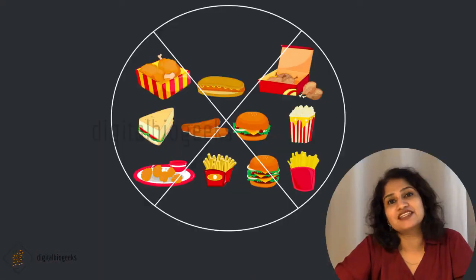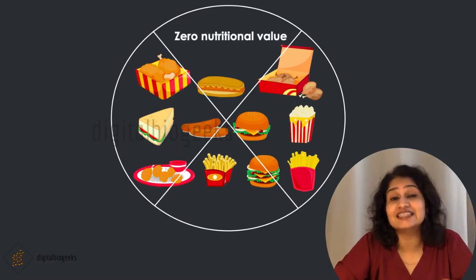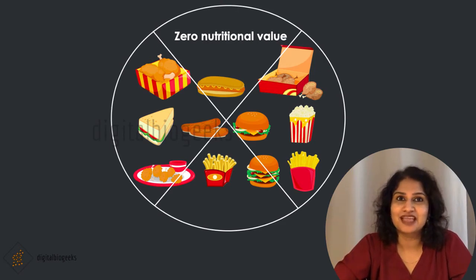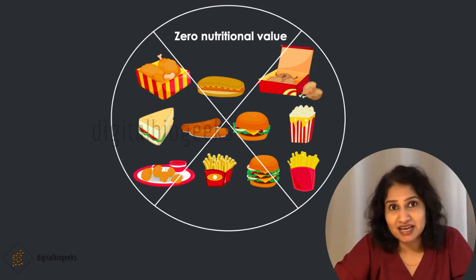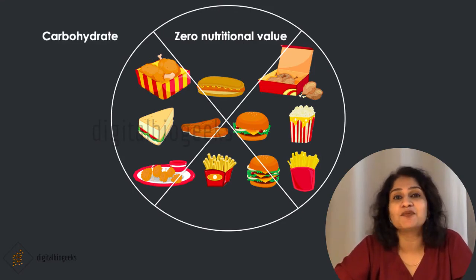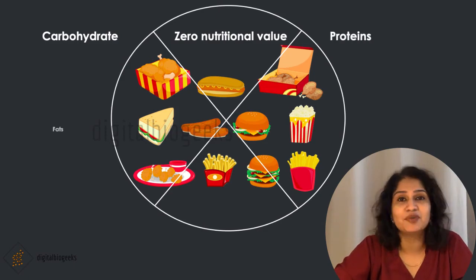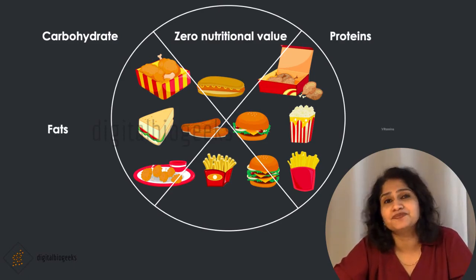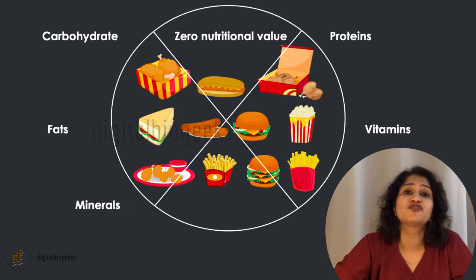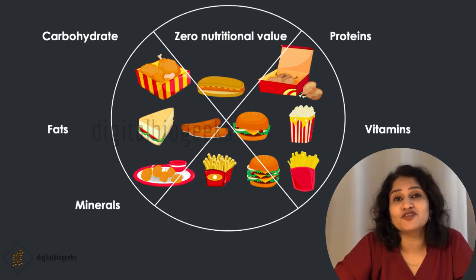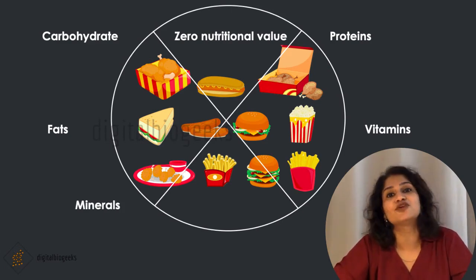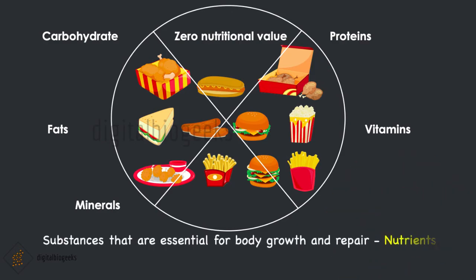Your parents might restrict you from eating junk food, saying it has zero nutritional value. Have you ever wondered what that means, nutrition? Let's learn about that. You might be aware of carbohydrates, proteins, fats, minerals and vitamins, which are the components of food. These components of food are very essential for our body and they are altogether known as nutrients.